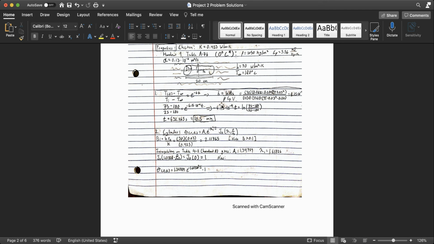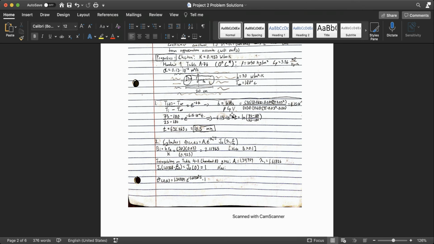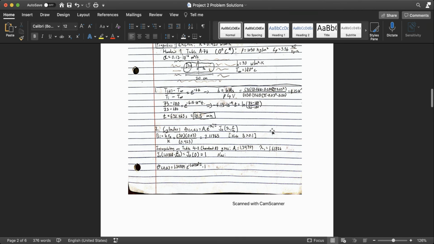Just plug and chug. Once we have our time constant, we can rearrange the equation for time, and we will find that if lumped analysis did indeed apply, it would only take about 10.5 minutes to cook this chicken breast. But we know that the thermal conductivity of the chicken is relatively low, among other things, and there will definitely be temperature variation with position.